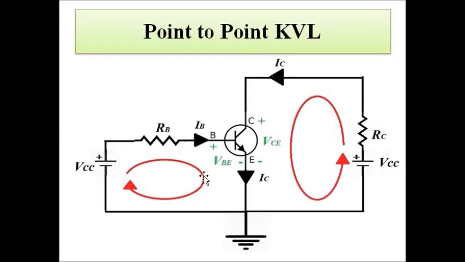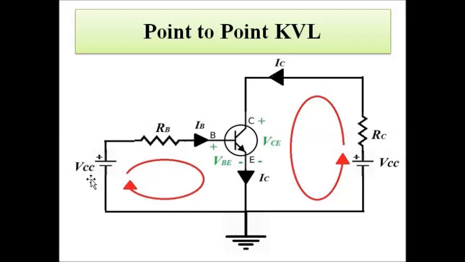What is the point to point KVL? It means that you start and end at the same point. Suppose you start from VCC, from this point, so you complete one direction, follow it in one direction, whether it is clockwise or anti-clockwise, until you reach that point.